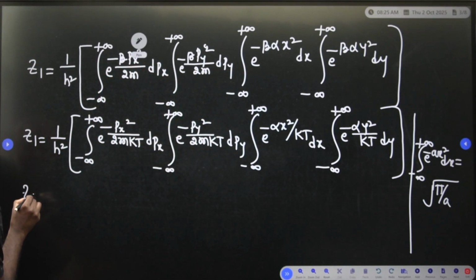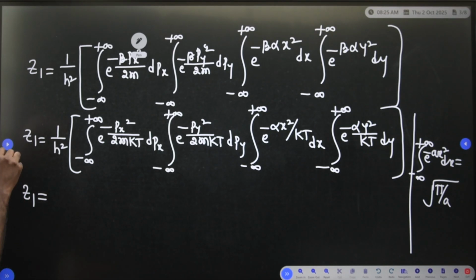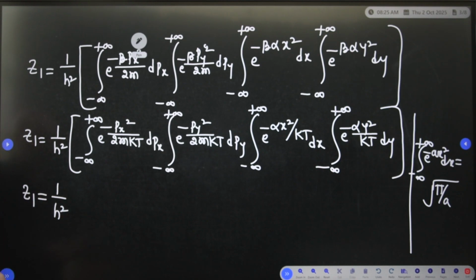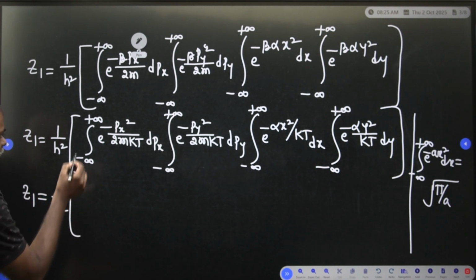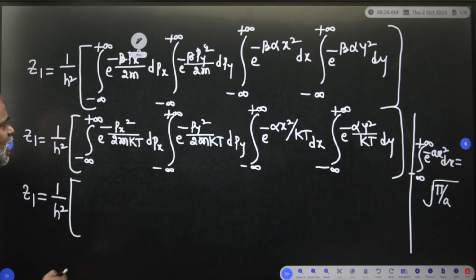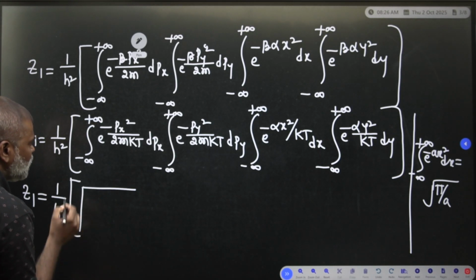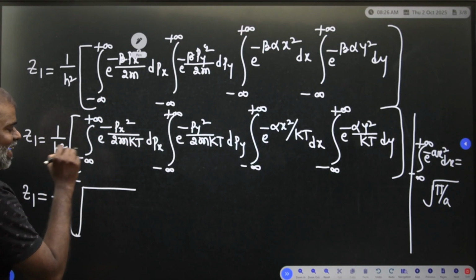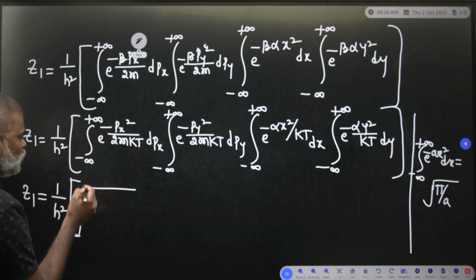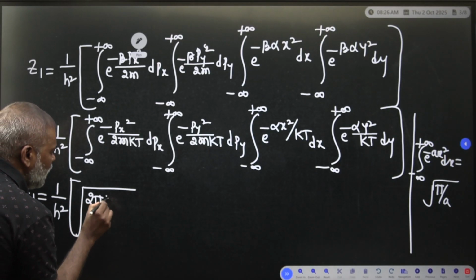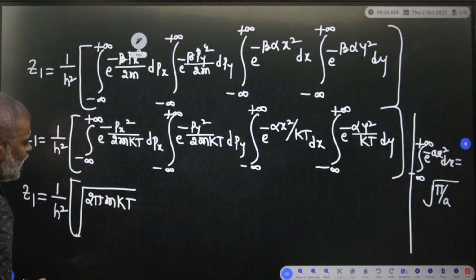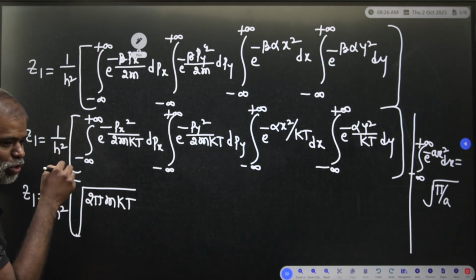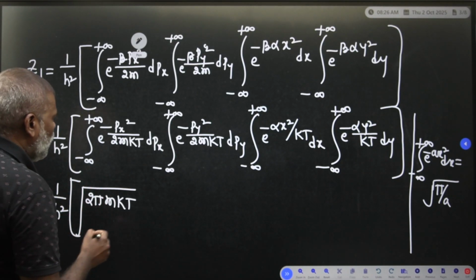So, therefore, the canonical partition function for a single particle is equal to 1 by h square into, you have to write here. Based on that standard integral formula, you are able to take the a value as 1 by 2m kT, and you are going to get 2 pi m kT. So 2 pi m kT goes to the numerator, you are going to get it.